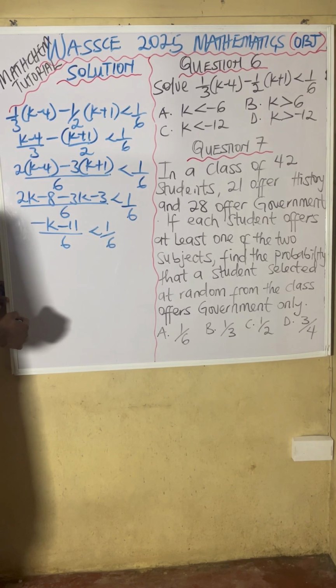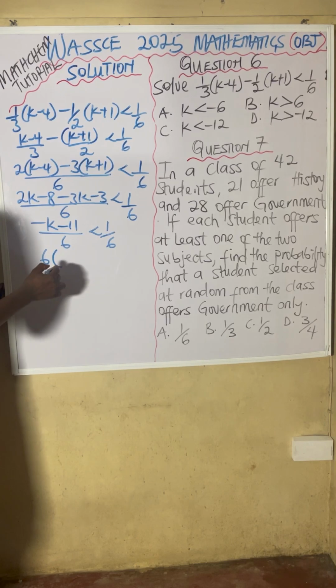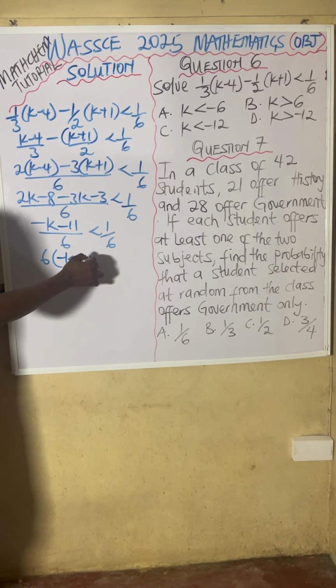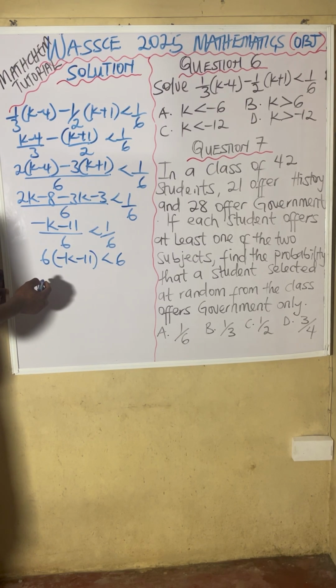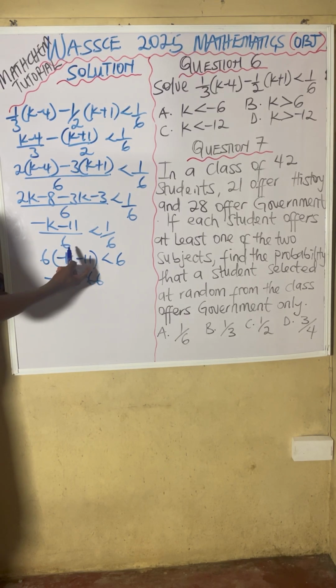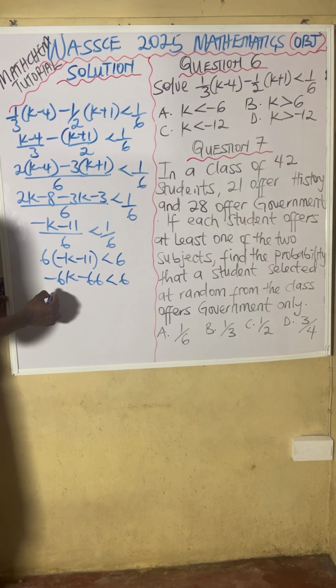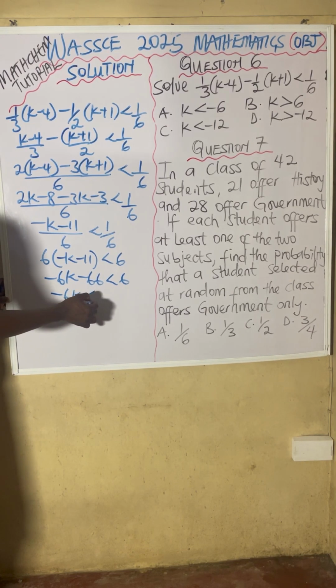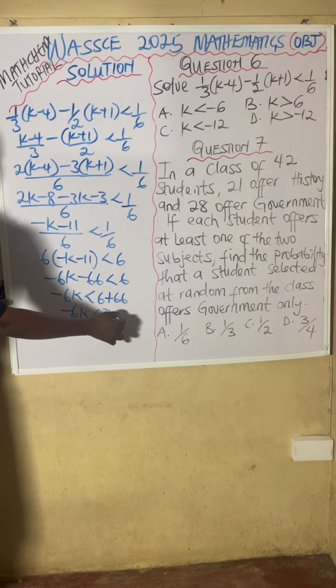So I can now cross multiply from here by saying 6 multiplied by minus k minus 11. So that will be 6 times minus k minus 11 is less than 6 times 1, that is 6, by doing the cross multiplication. If I open the bracket here, I will have minus 6k minus 66, that is 6 times minus k, that's minus 6k, and 6 times minus 11, that is minus 66, is less than 6. If I collect my like terms, that is going to be minus 6k is less than 6 plus 66. So I have minus 6k is less than 72.